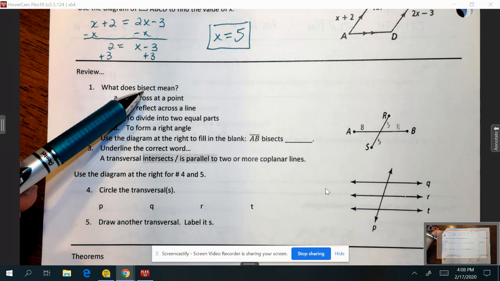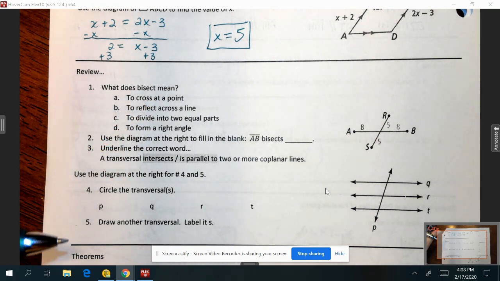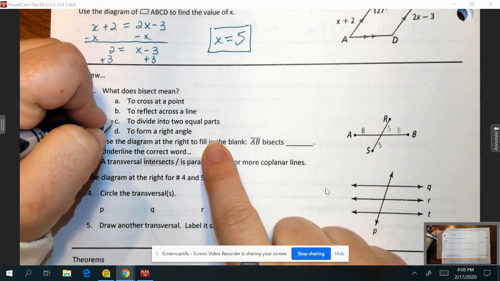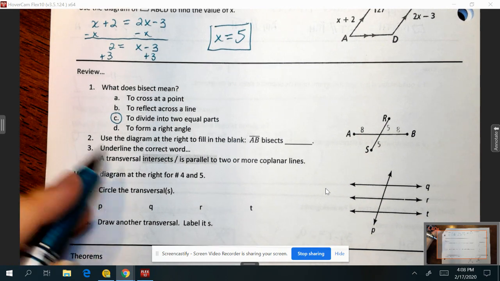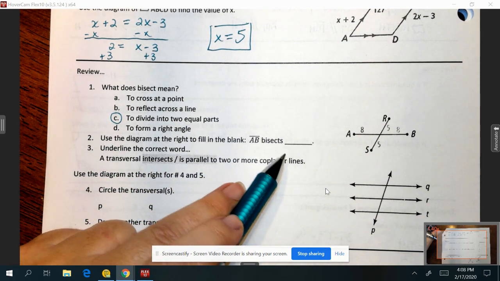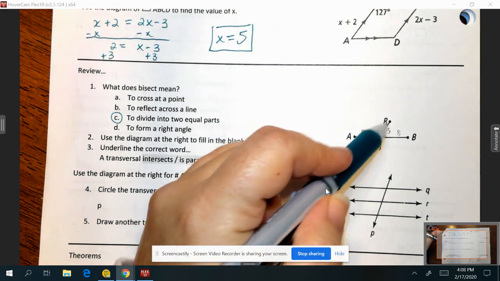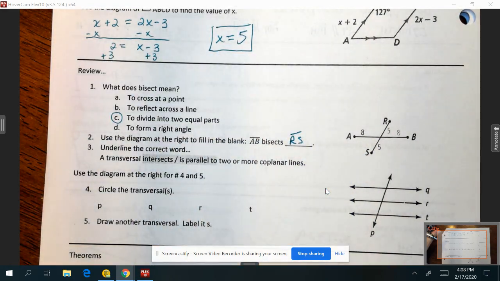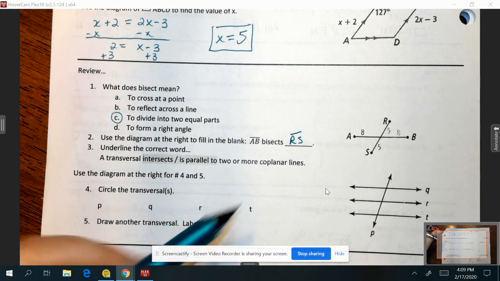Bisect is bis, 2, and sect is cut. So it's to divide into 2 equal parts is the answer. Use the diagram to the right to fill in the blank. AB bisects what? So AB cuts RS in half. So you should put RS. It's also true that RS bisects AB. So that would have been fine too if they had written it that way.